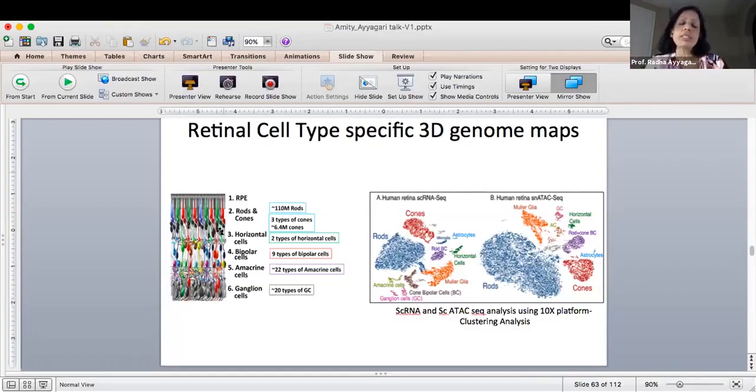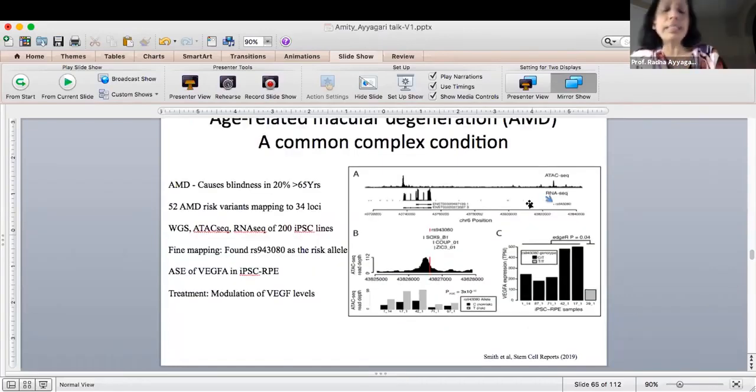So now we already have the whole genome sequence of hundreds of patients. Using the mutations in those patients, we can interpret the changes that we are finding and how those non-coding changes in these potential regulatory regions are contributing to retinal degeneration. So here I will give an example of that with a particular complex disease condition. Here, we are talking about age-related macular degeneration.